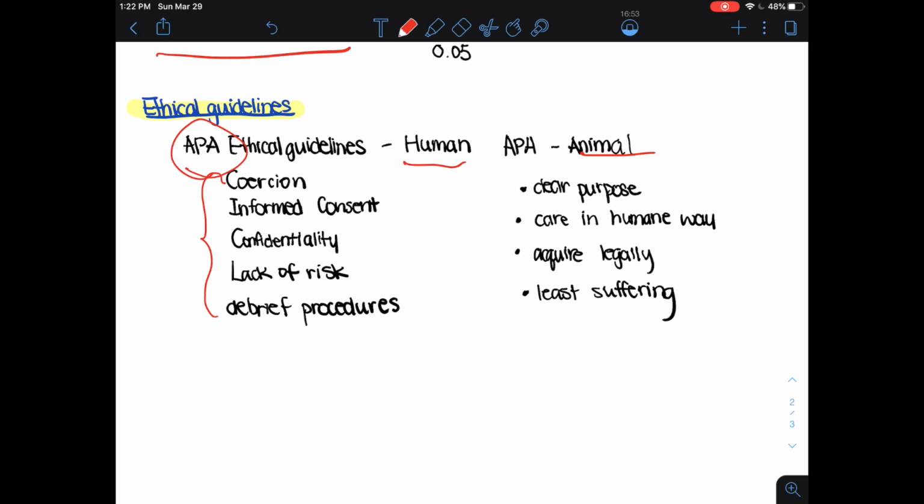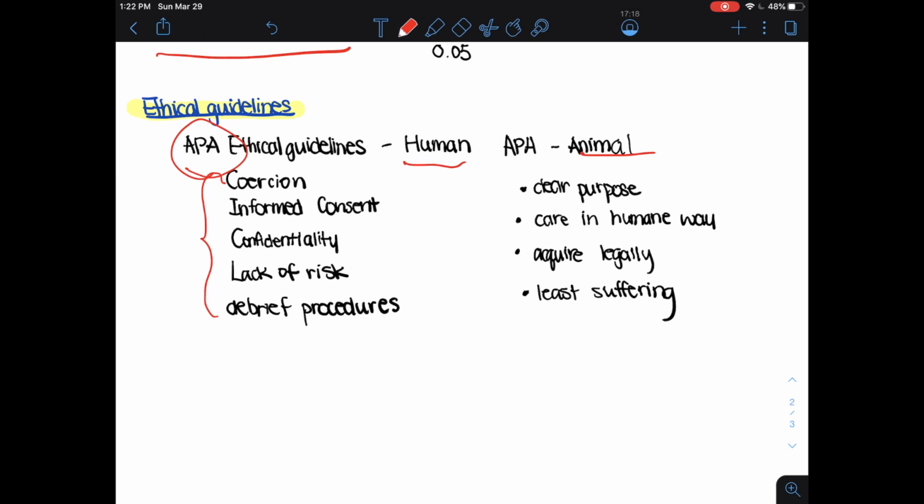Confidentiality is really important. You cannot expose their names on the internet or any other sort of medium. Fourth, you have lack of risk, so you cannot put humans in mental or physical distress. And at the end of the experiment, you need to have a debriefing process in which you give the participant your phone number and email, so they can contact you if they have any questions after that.